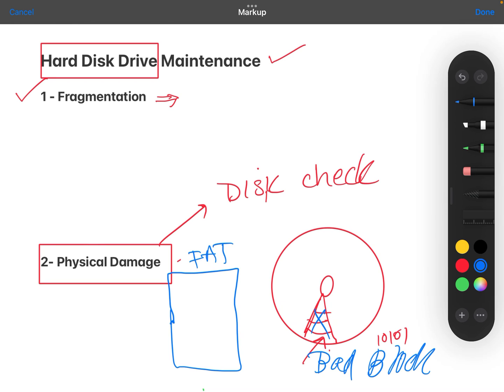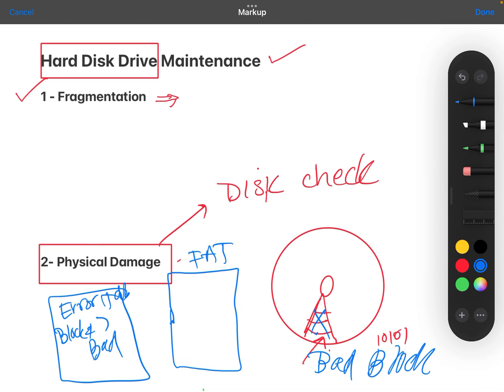FAT, or maybe another error table, it mentions that, okay, well, block number 7 on such and such disk is bad. So the next time when the computer is about to write something, it will skip that track. It will not write anything over here. So see that disk check cannot repair the block. Instead, it flagged it. It marked that bad area, right?